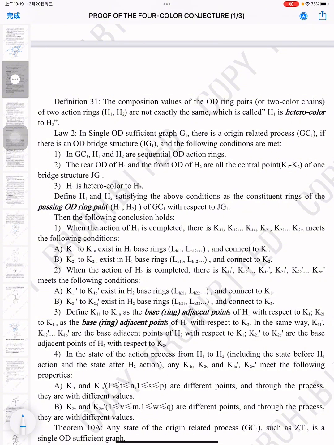1. When the action of H1 is completed, there are K11, K12, and so on, K1m, K21, K22, and so on, K2m that meet the following conditions.